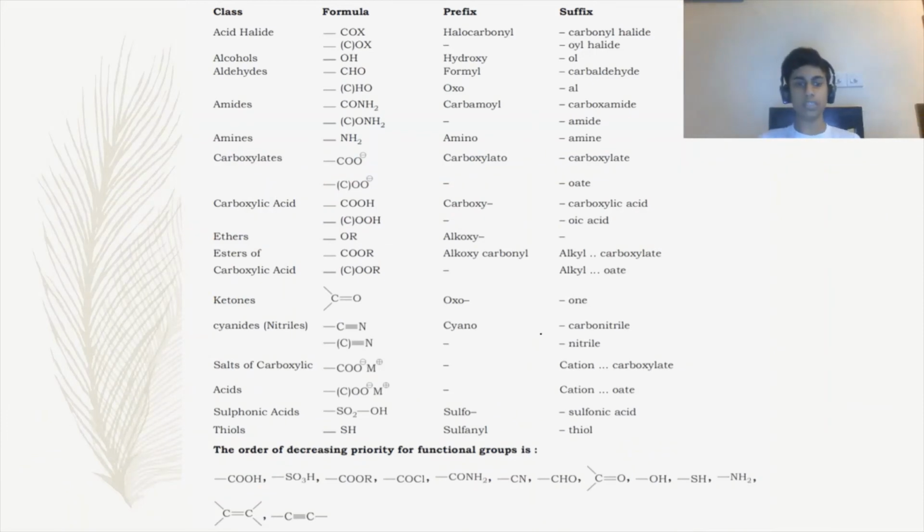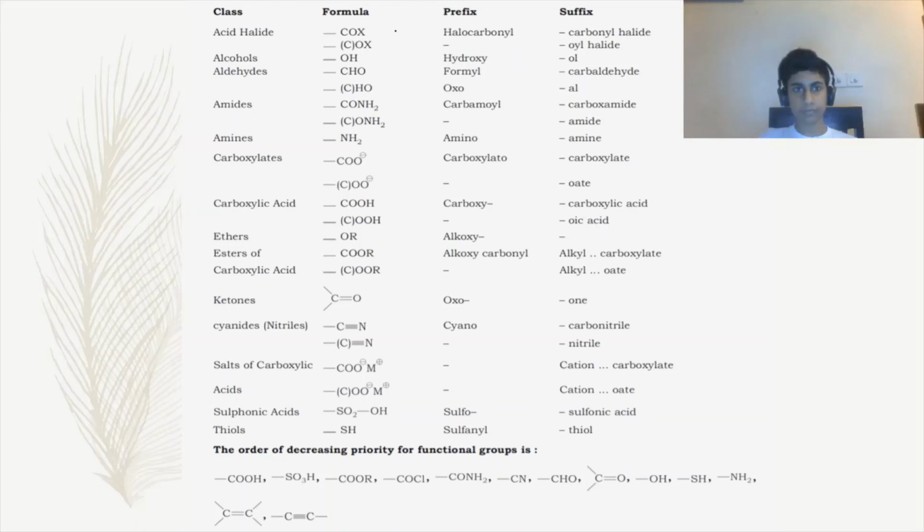Now, you can just take a screenshot of this. This is the class formula, prefix, suffix, and the priority order. Here we have not mentioned the halogens. The halogens will just have a prefix as halo, whatever it is: chloro, bromo, iodo. This X here is just the halogens, and the R mentioned here is the alkyl groups. That's methyl, ethyl, propyl, and so on.